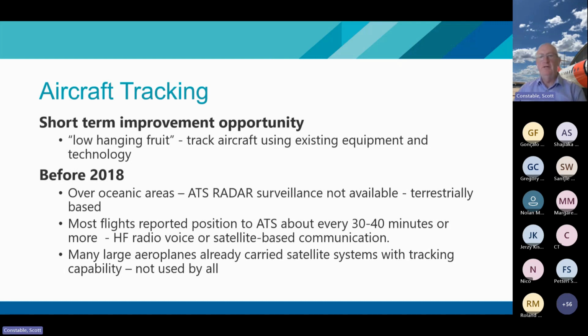Also, flights in oceanic areas were unable to be tracked, using traditional air traffic services radar surveillance, as that relied on ground-based terrestrial sites. And of course, over the oceans, you don't have that availability.